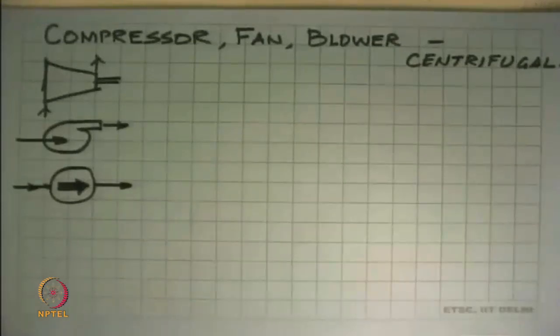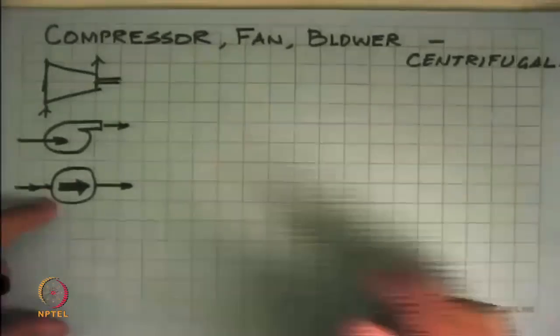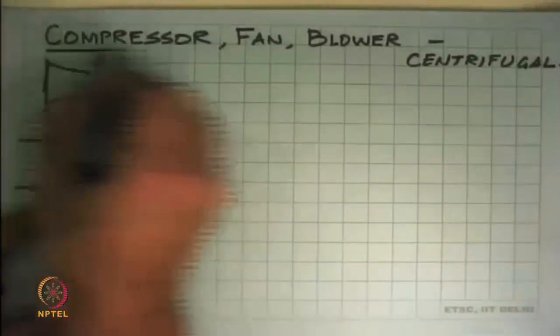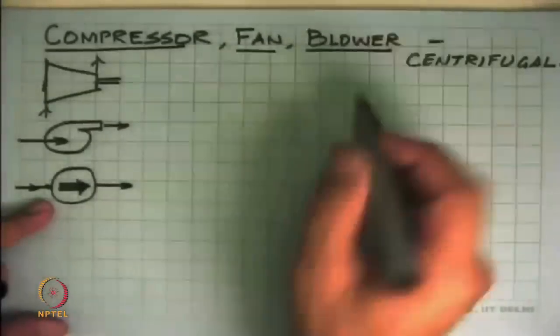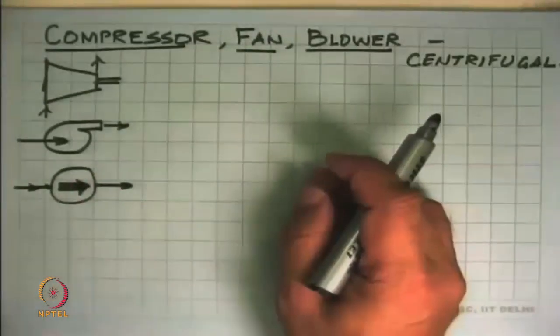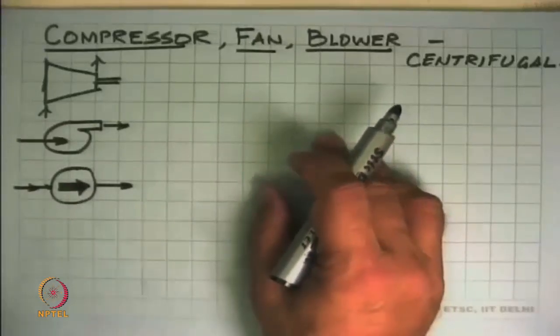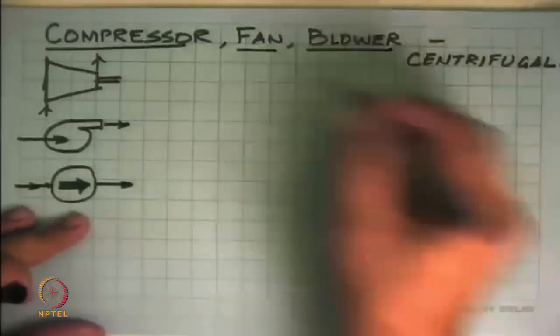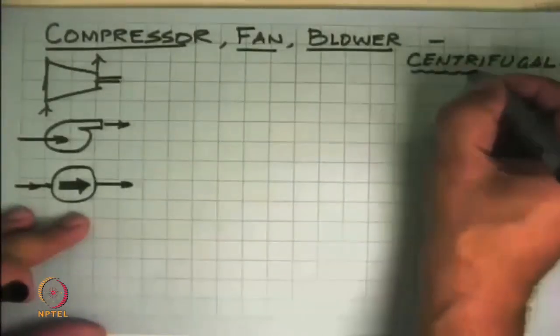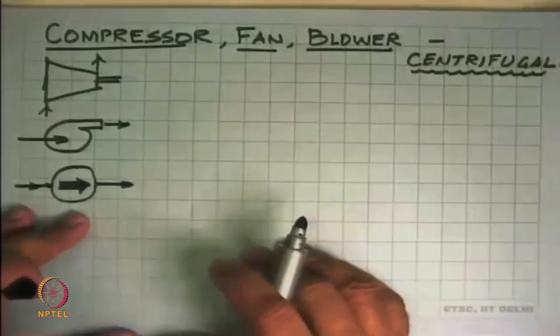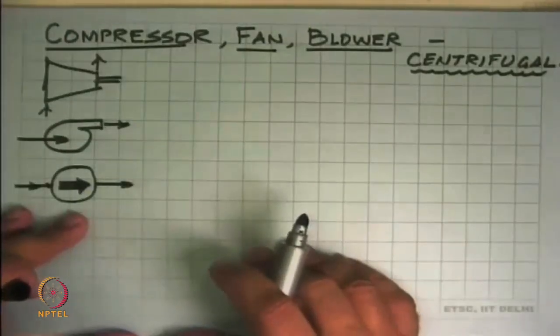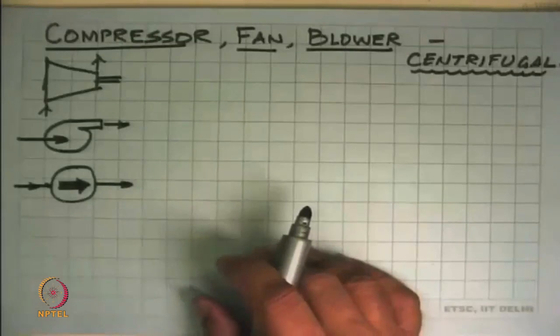Okay, the next set of equipment that are used, I put three names here: a compressor, a fan, or a blower. There's slight difference between them, but what all of them do is they cause a gas, typically air, to flow. And in particular, we are looking at the fact that these are what are called centrifugal machines, as different from positive displacement devices.